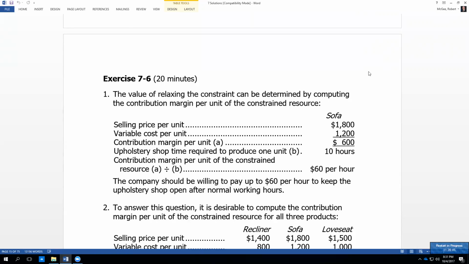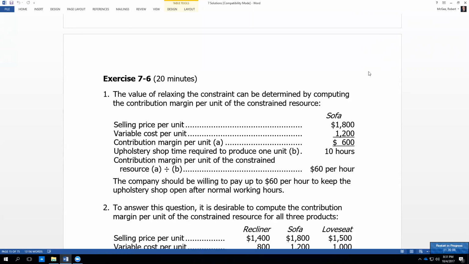So the first requirement: more time could be made available in the upholstery shop by asking the employees who work in this shop to work overtime. Assuming that this extra time would be used to produce sofas, up to how much should the company be willing to pay per hour to keep the upholstery shop open after normal working hours? Well, this is a nice little twist. It's like another way of saying what's the break-even point, right? How much should we pay these people? Could we afford to pay them time and a half? Maybe even more than that, or maybe not. So let's take a look.